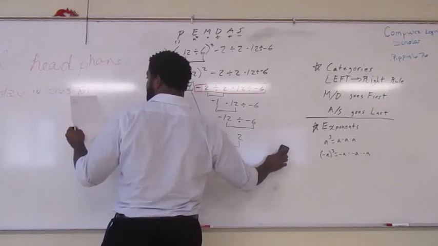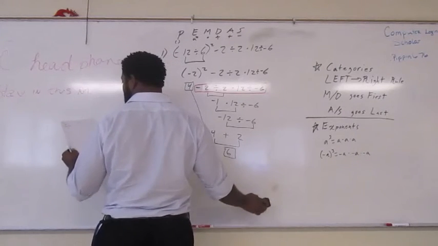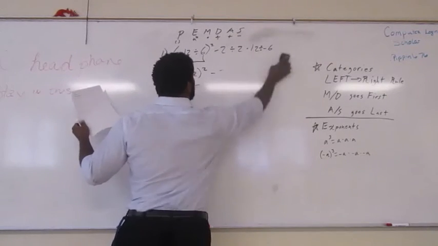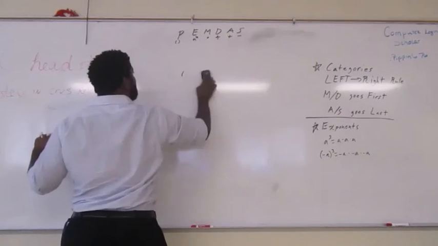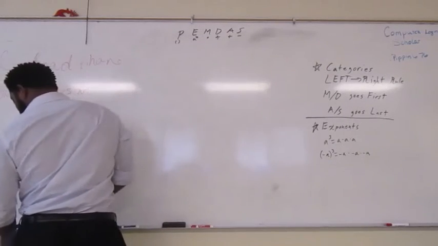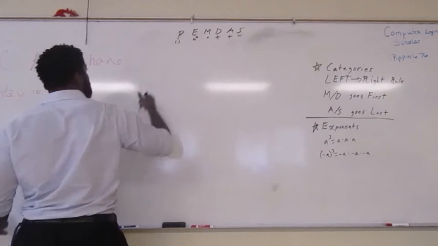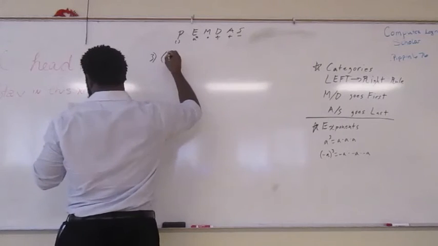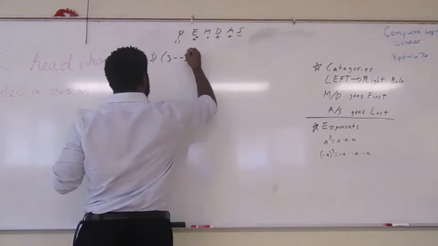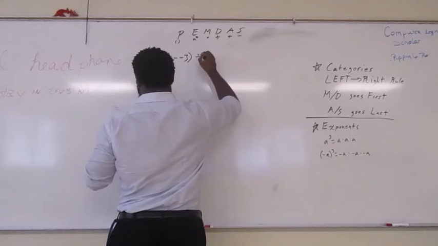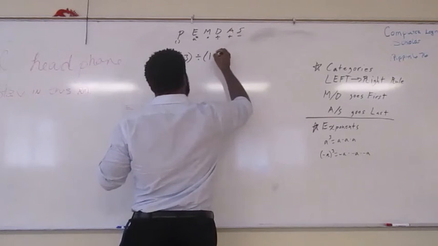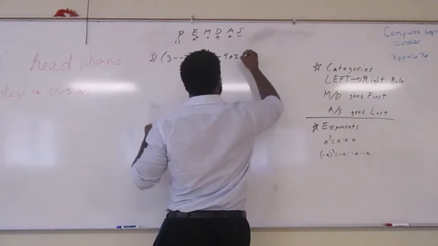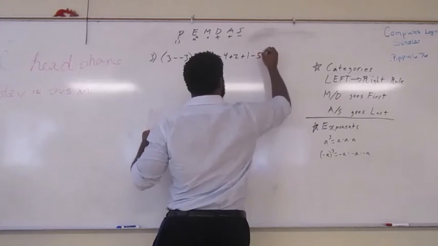Look at number 3. Number 3 is easy. Okay, I'll do number 3. Number 3. Okay? You have 3 minus a negative 3 divided by 1 minus a negative 4 plus 2 plus 1 minus 5. Okay?